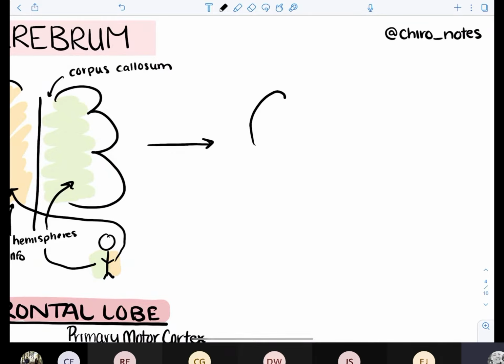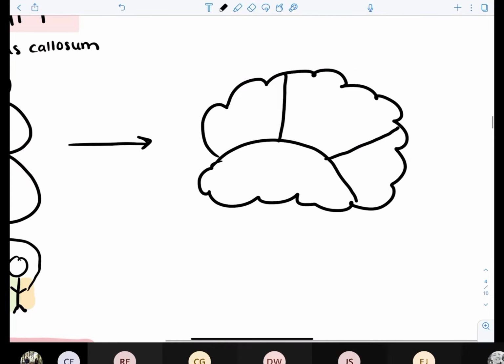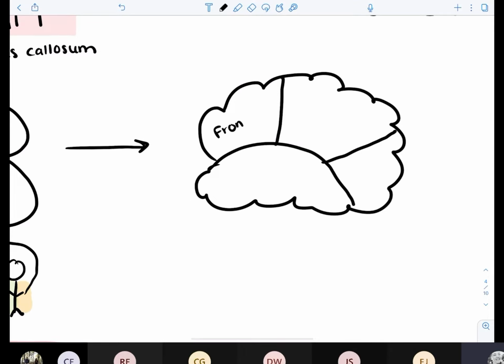So if I took a picture of it from the side, I'll just draw a cloud. Yep, there we have it. And then I'm going to have a temporal, we have our frontal, parietal, and occipital. So right here, this is our frontal gyrus. Its main job is going to be motor ideas.